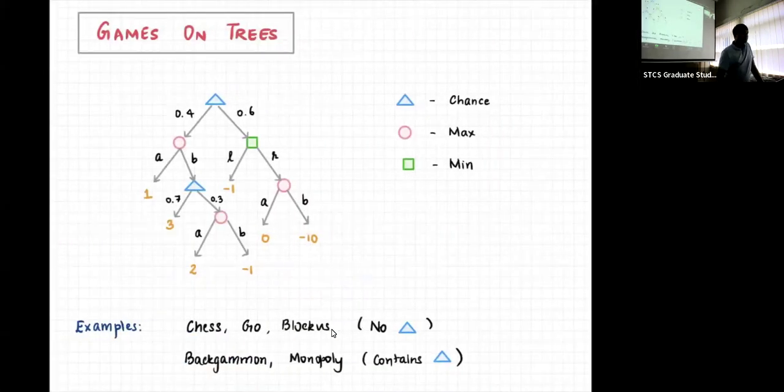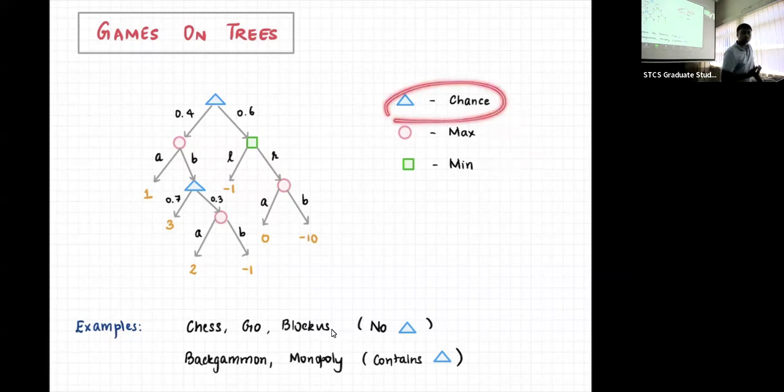It's going to be games on trees. So we have two players, Max and Min. Along with Max and Min, there is a chance player to denote probabilistic moves. Some examples are chess, Go, Blokus. These games do not have any probabilistic moves. But on the other hand, Monopoly, Backgammon, where there is a roll of a die, there is a probabilistic move.